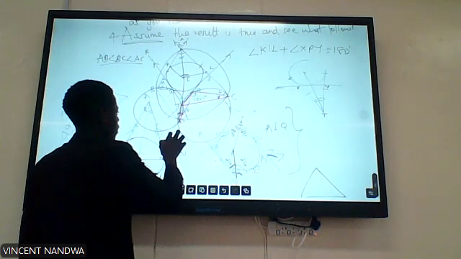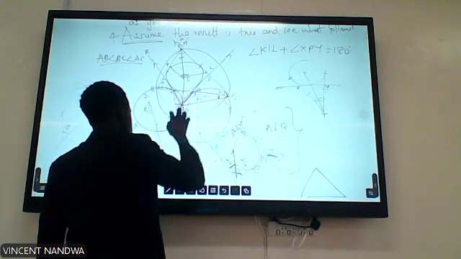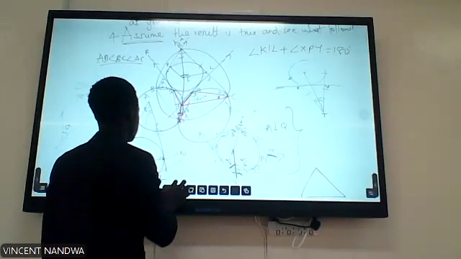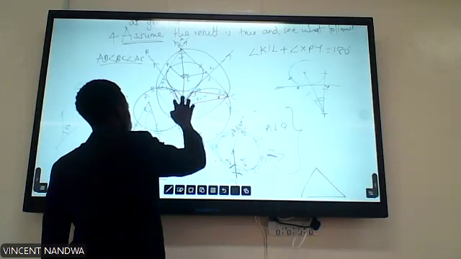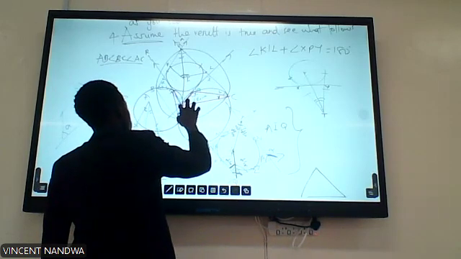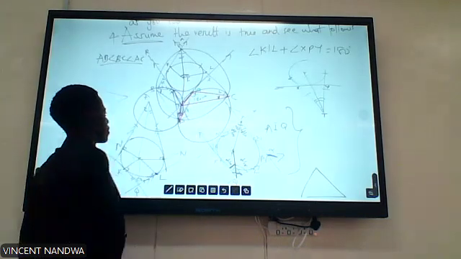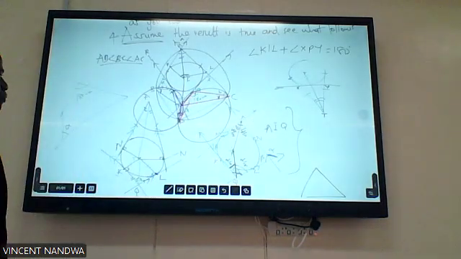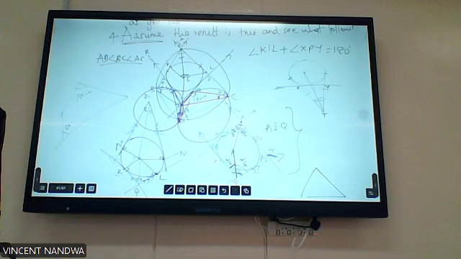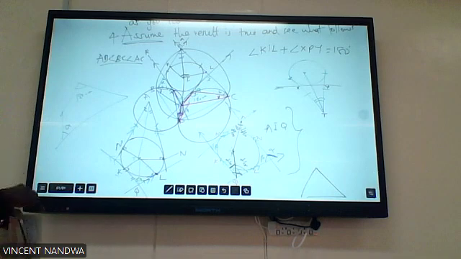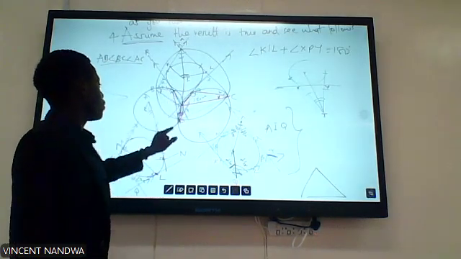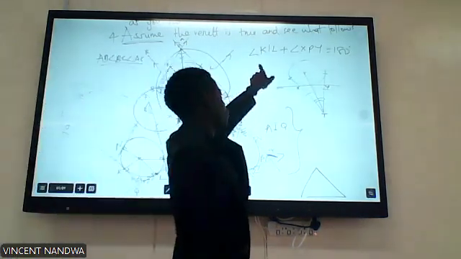The other thing it tells me is that the chord TX, let me use a different color, the chord TX extends angle TPX, this angle, which should also be equal to this other angle, TBX. Okay. So, why is that important? I've changed my perspective. I don't want to ask myself what the examiner is asking me, that KIL plus XPY is equal to 180, because I don't know how to show this.